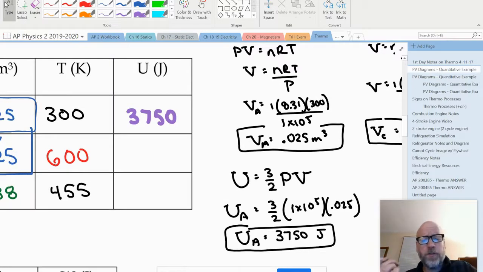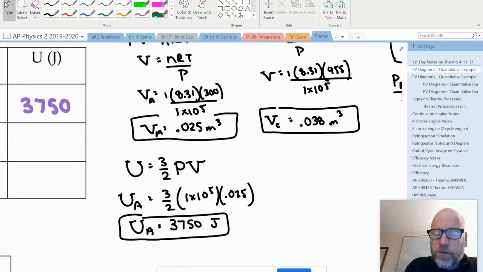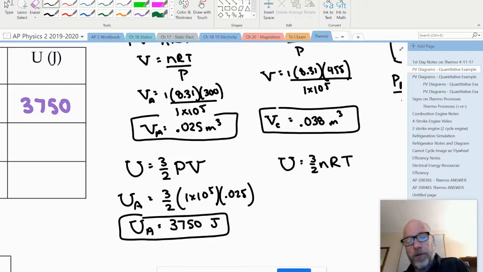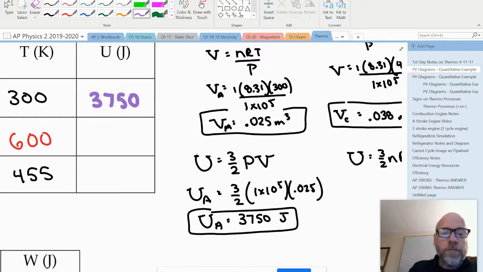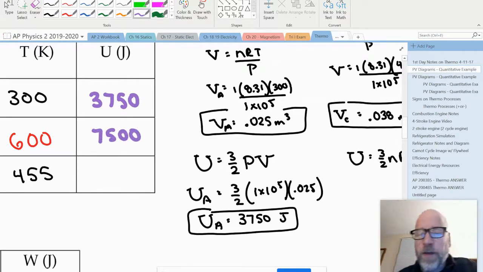Now, because the temperature doubles for B, I'm not trying to show off. I'm just trying to say, if I were to use the formula, internal energy is 3 halves nRT, and 3 halves nR is the same. Internal energy is directly proportional to the temperature. So if you double the temperature, then the internal energy will be doubled as well. If you didn't catch that, plug in the numbers. That's what you get, I hope.